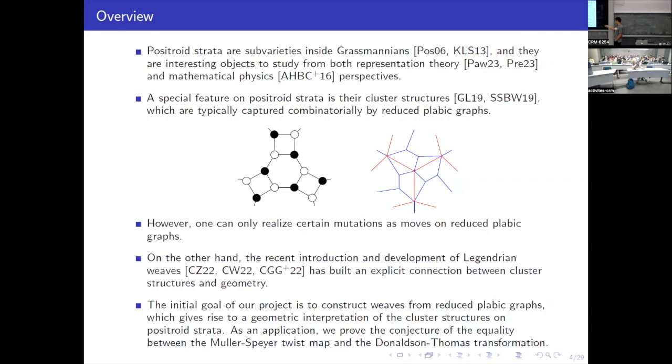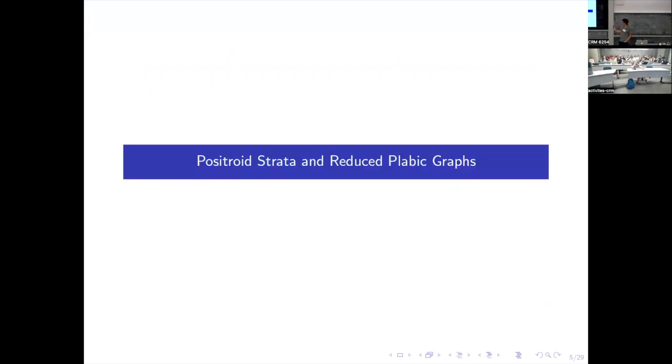As an application, this is a bit like a byproduct from our project. We're actually able to prove the equality between the Muller-Speyer twist map on positroid strata and the Donaldson-Thomas transformation. Okay, so let's start.